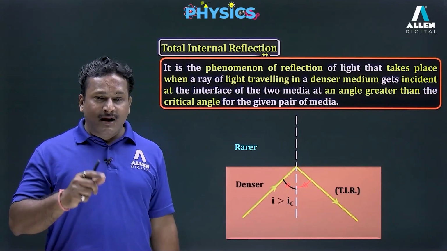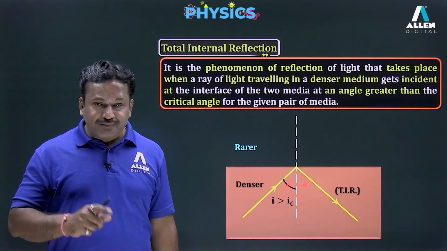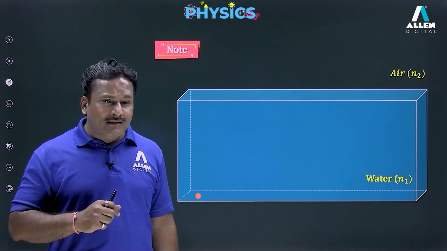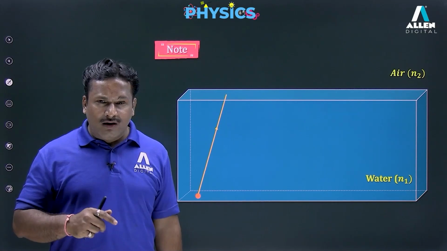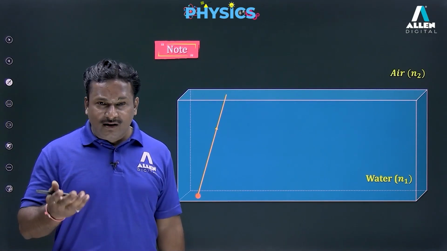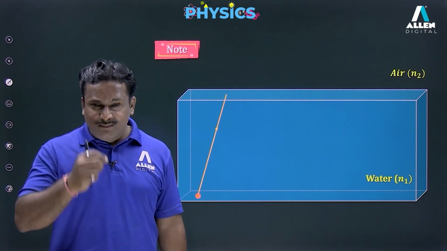The total internal reflection. But why is the name given "total"? They could have said just internal reflection. Why the name total?